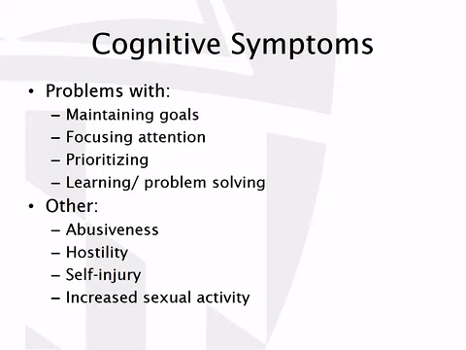And then there are also cognitive symptoms, because this is a CNS disorder. So, cognitive symptoms around maintaining goals, focusing attention, prioritizing, learning, or problem solving. None of these are shocking, I would say, considering the positive and negative symptoms that patients experience. I think it's really just an extension. These cognitive symptoms are likely really an extension of those positive and negative symptoms. Other types of symptoms these patients may have: they could be abusive, hostile, prone to self-injury, and in some cases even have increased sexual activity.